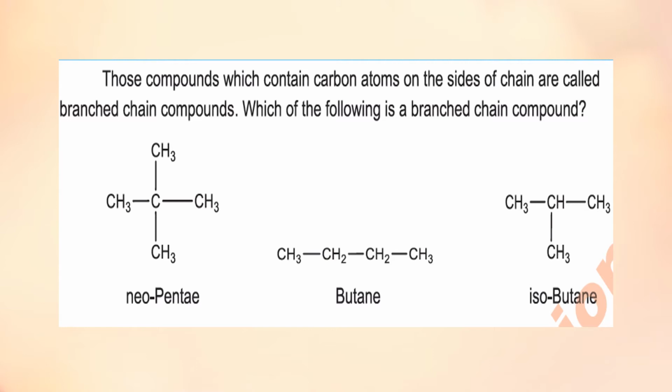And in the center you can see butane. In butane, 4 carbon atoms are attached in the form of a simple chain, and no branch is attached there. It is the straight chain compound.